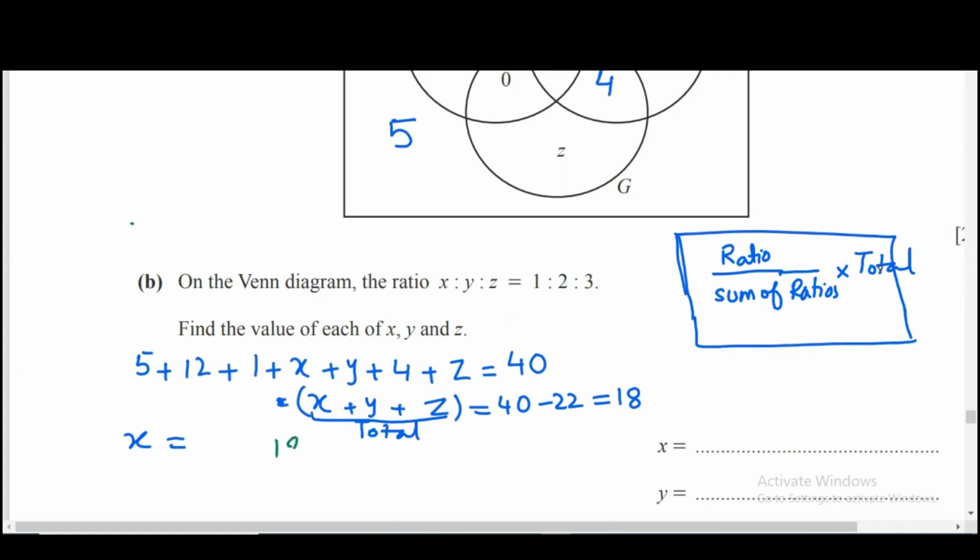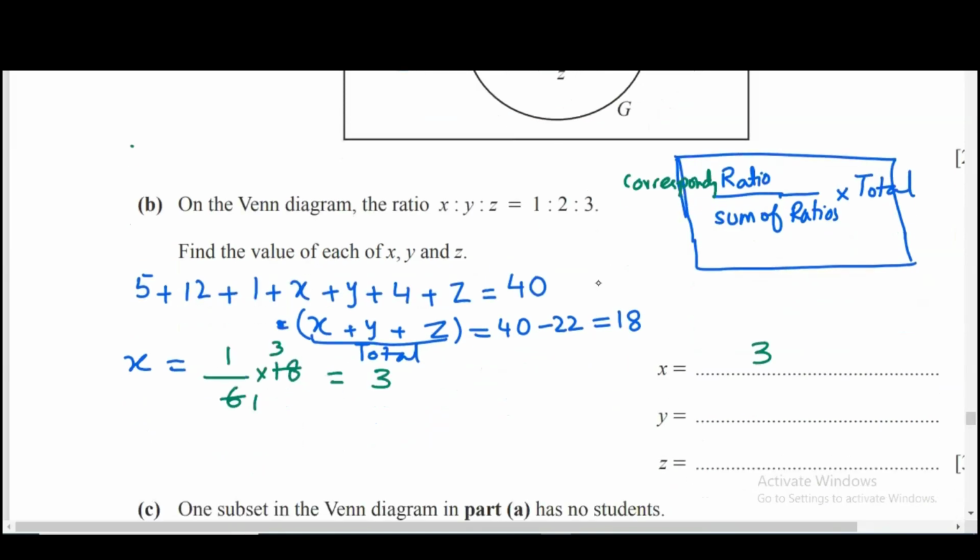For x, 18 multiplied by the corresponding ratio over the sum of ratio. The corresponding ratio of x is 1, and the sum of ratio is 1 plus 2 is 3, 3 plus 3 is 6. So the value of x will be 1 over 6 times 18, which is 3. Don't forget to write the value of x.